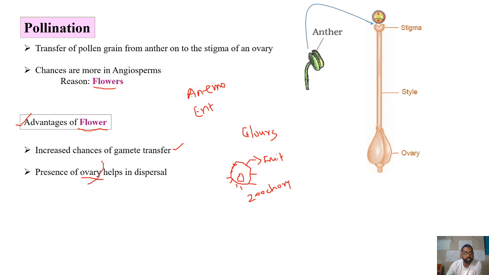So the presence of the ovary, and therefore the formation of fruit, will always help in the dispersal of the plant. This dispersal can help in the survival of the species by reducing the competition.